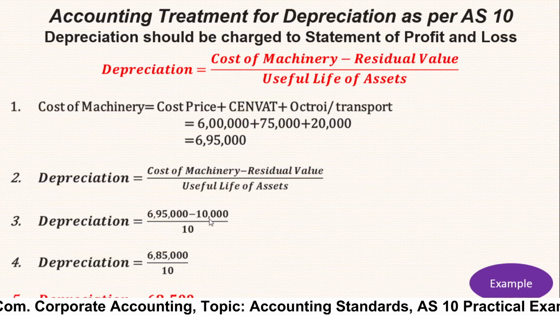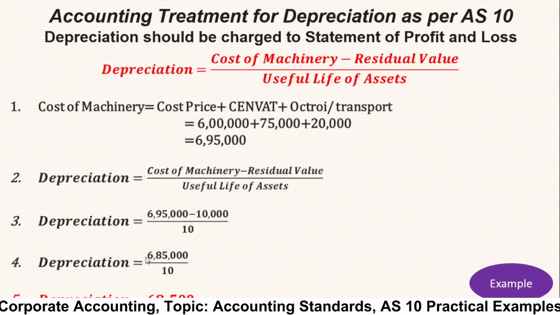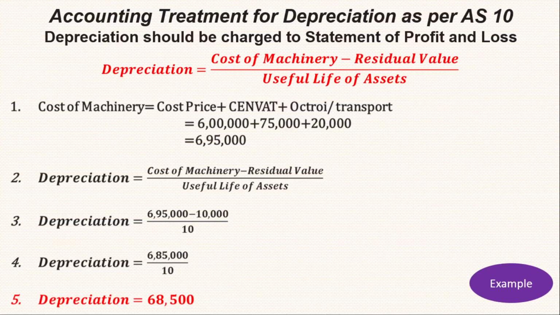That is 6,95,000 minus 10,000 divided by 10. So the amount will come as 6,85,000 divided by 10. The answer will be 68,500. That means you can charge the depreciation each and every year as per the fixed line method or straight line method. That is the method of depreciation as per accounting standard 10. You can charge rupees 68,500 every year as a depreciation.